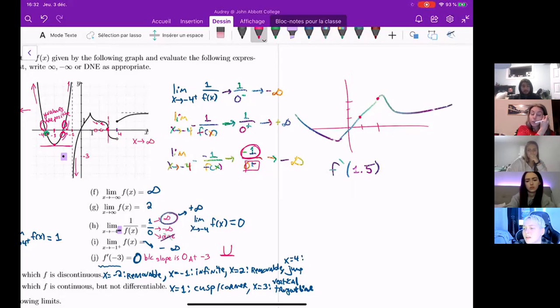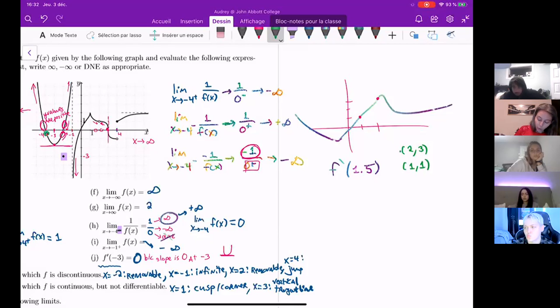Okay. So I would choose my 2 points. And here I have 2 clear points. My points here are 2, 3, and 1, 1. So I would do 3 minus 1, change in y, over 2 minus 1, which actually gives me a 2. So then my answer here would be 2, and we found the slope that way. Do you guys remember doing that?